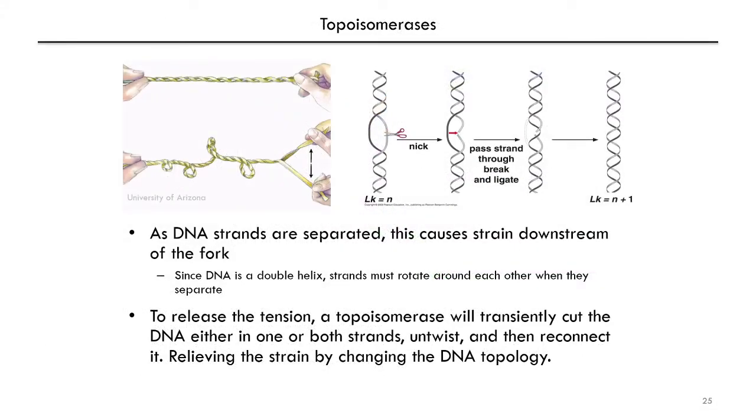As DNA strands are separated, this causes strain downstream of the fork. Since DNA is a double helix, strands must rotate around each other when they separate, and this results in supercoiling. You could imagine this if you twist two bands together and then pull them apart, as illustrated in this figure. As the strands supercoil, this results in more resistance and the replication fork will stall. To release the tension, a topoisomerase will transiently cut the DNA either in one or both strands, untwist, and then reconnect it, relieving the strain by changing the DNA topology.